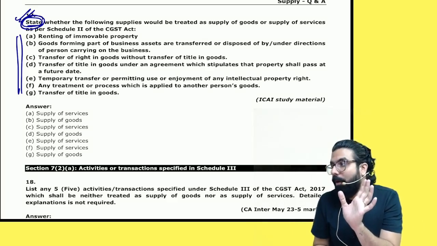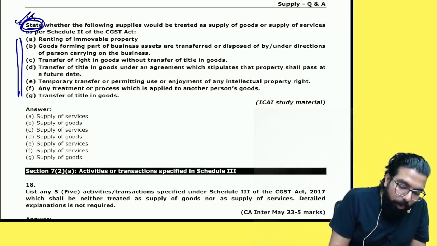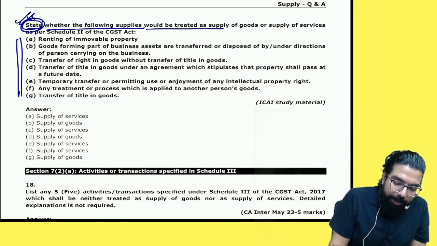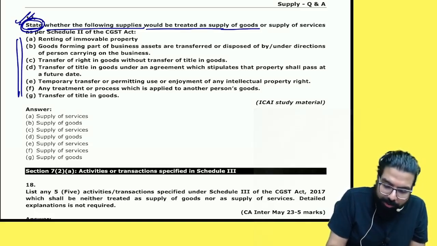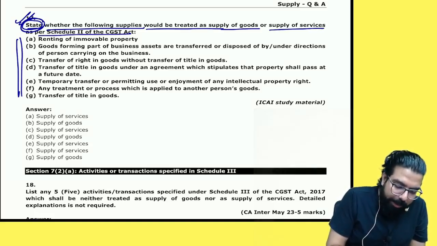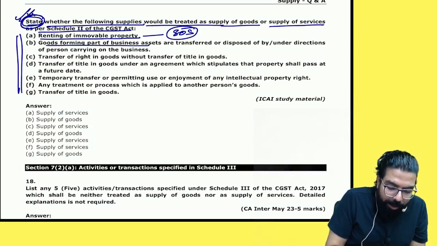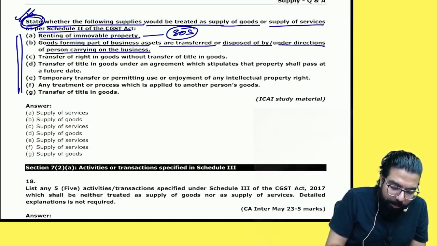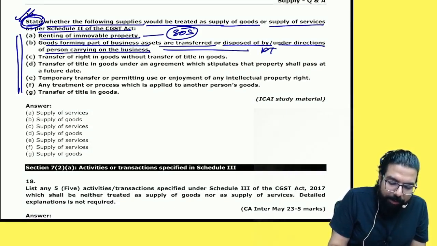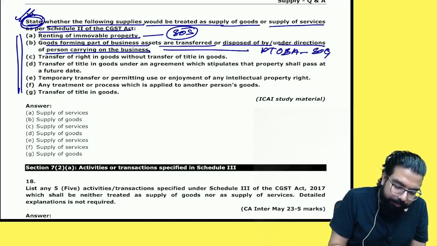Can I go ahead, everyone? See, whether the following supply would be treated as supply of goods or supply of service. Number one, renting of immovable property. Louder. Goods forming part of the business are transferred or disposed of under the direction of the person. What is it? Permanent. Supply of goods or supply of service?